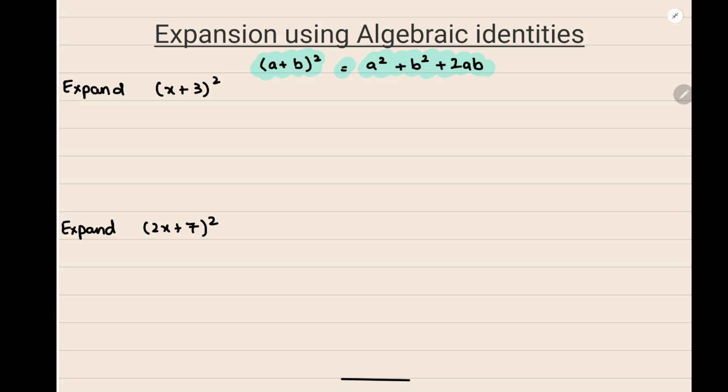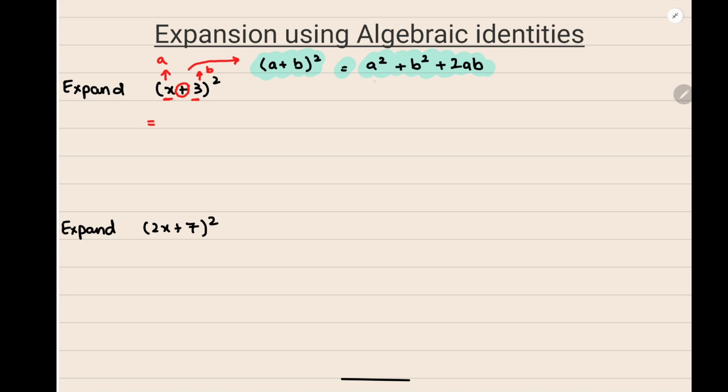In the first question, we have (x + 3) whole squared. I know that I have two terms inside the bracket and there is a plus in between. So it means that I can easily use this identity to expand my question. Specifically in this case, my first term will become a and my second term will become b.